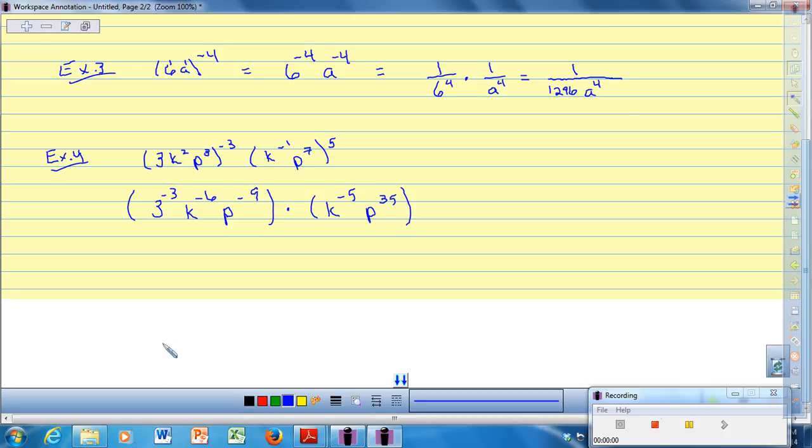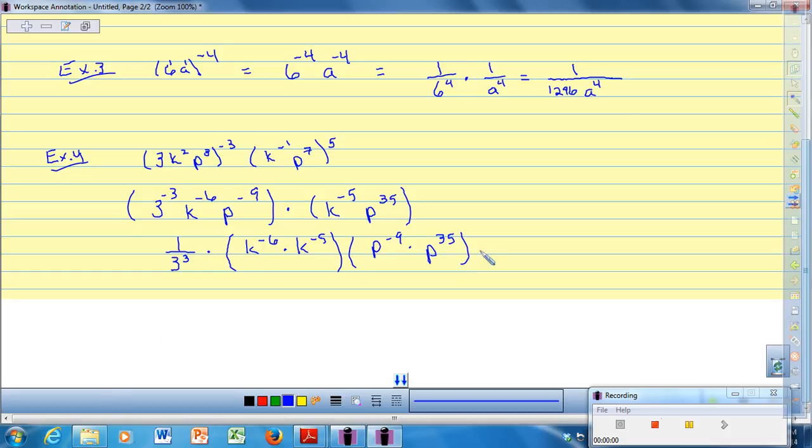Right. Combining. Now we're multiplying powers of the same base. So how do I rewrite 3 to the negative 3? 1 over 3 to the third. Very good. And now let's group our k's. I've got k to the negative 6 times k to the what? Negative 5. Good. And then I have p to the negative 9 times p to the 35. So now we're back to our rules that we used in today's activity.